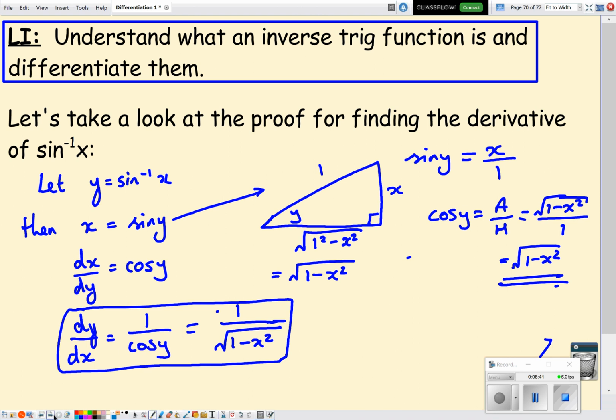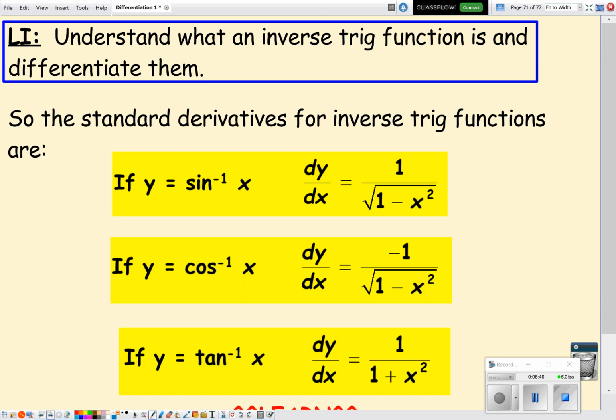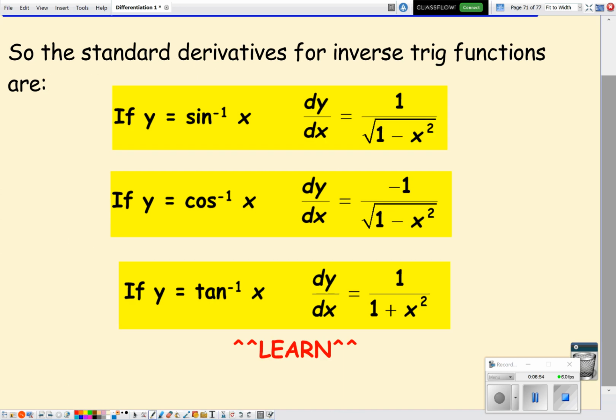Now, a very similar proof can be used for the other two inverse trig functions, inverse cos of x and inverse tan of x, and you see them here. They are on the formula sheet, folks. They don't need to be memorised, but a lot of people do end up memorising them anyway. It's quite easy to remember. So inverse sine of x is 1 over root 1 minus x squared. Inverse cos of x is negative 1 over root 1 minus x squared.